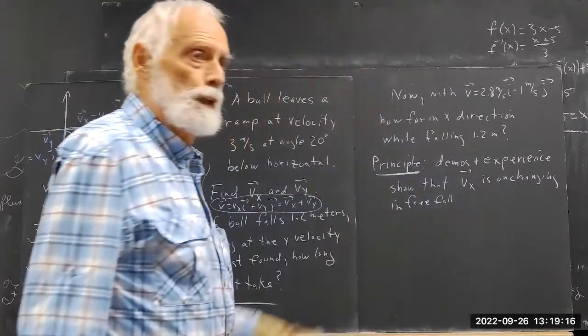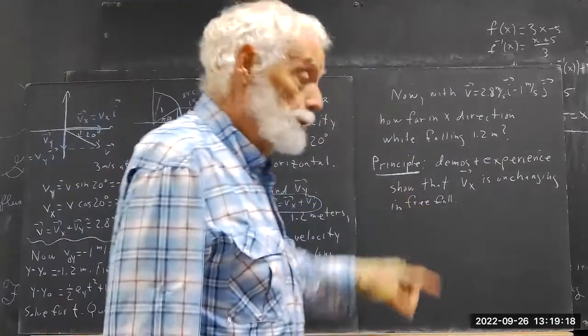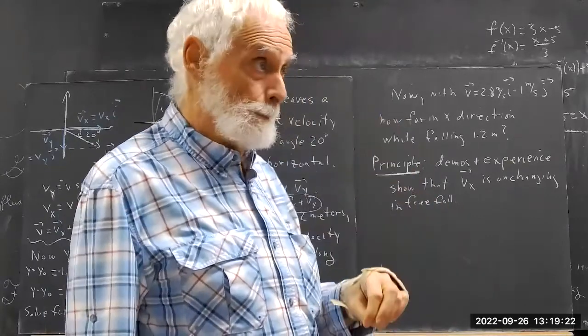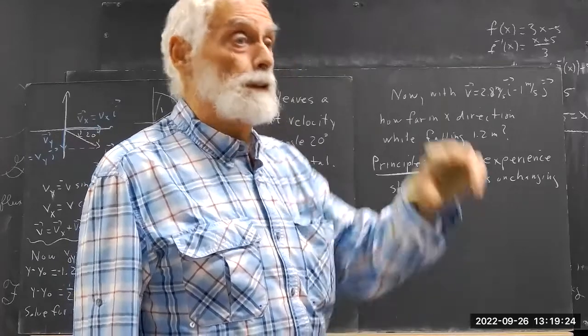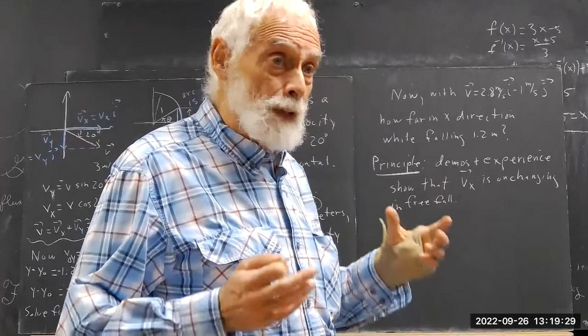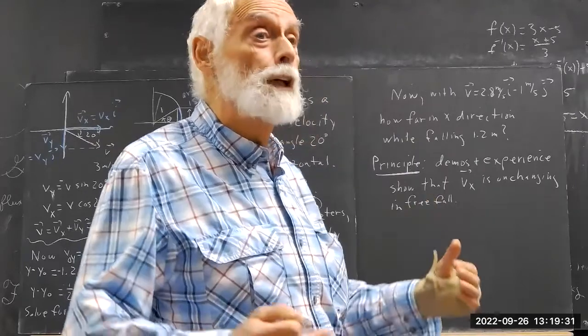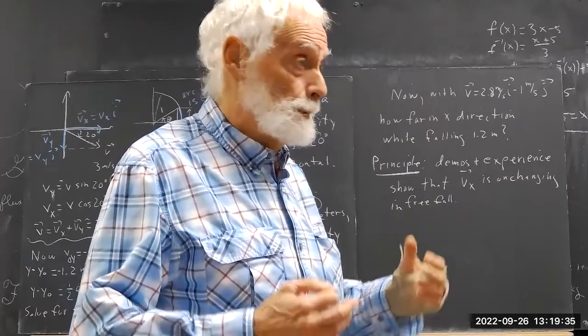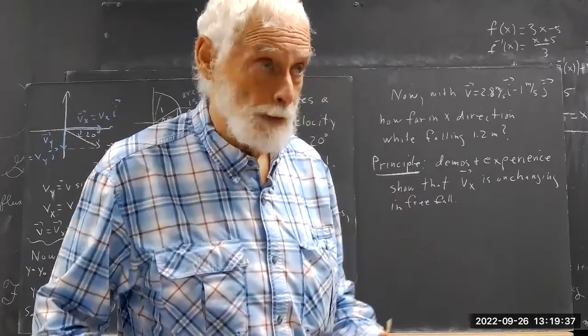Now, for this situation, Vx is unchanging in free fall. This is so for any ideal projectile. In the demos you've seen, in the experiments we've done, that's been the case. There's a little bit of air resistance, which does slow the thing a bit, but it's so negligible we can't observe the effect of it.